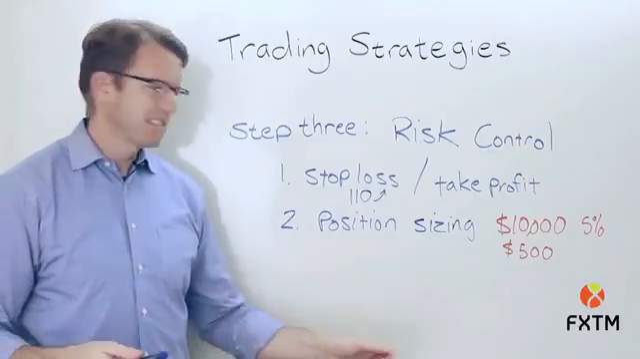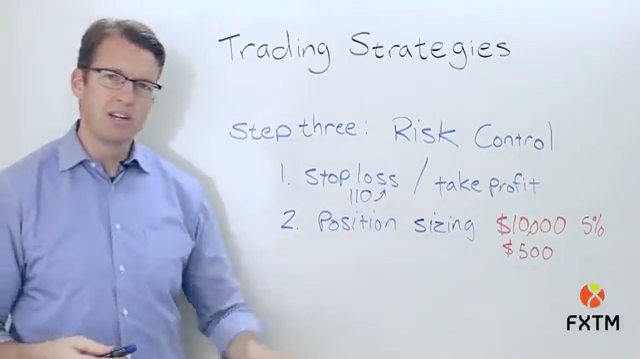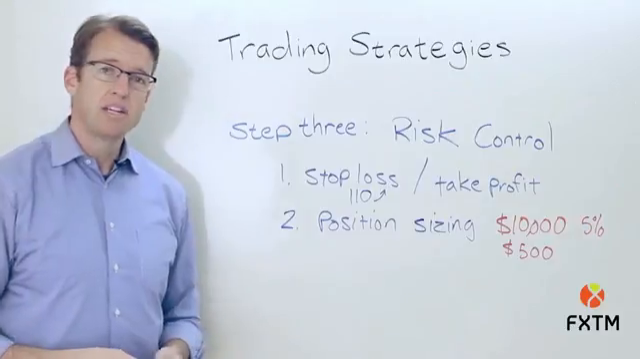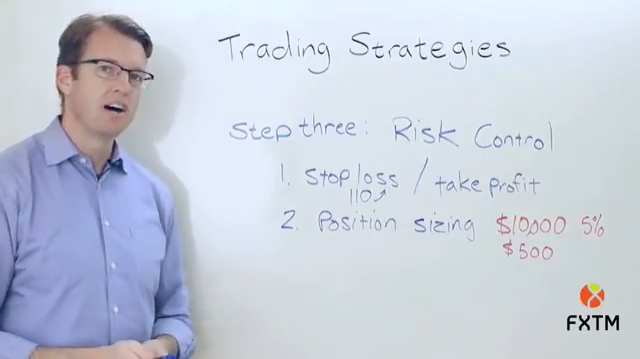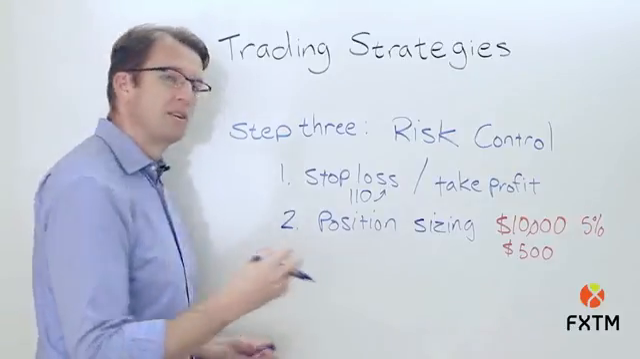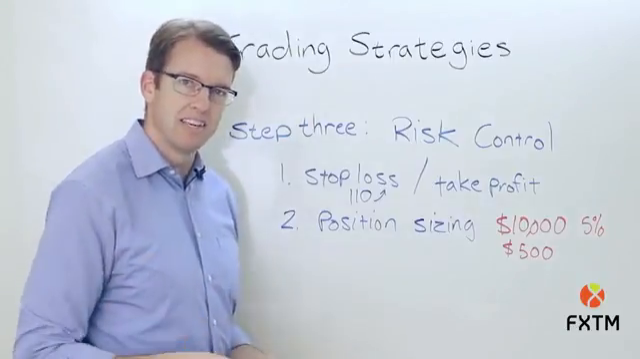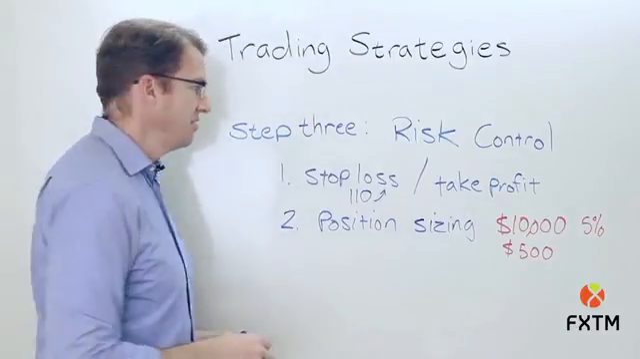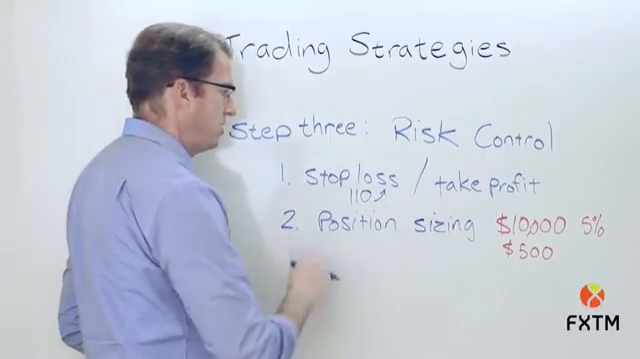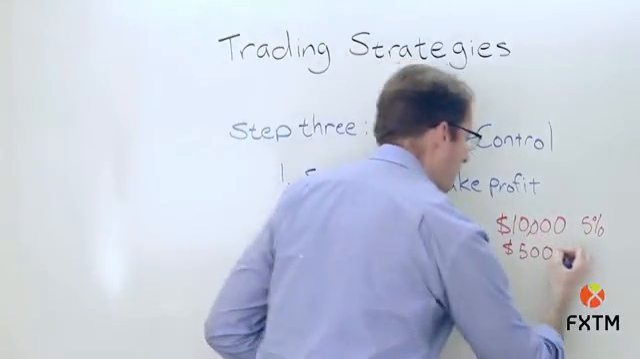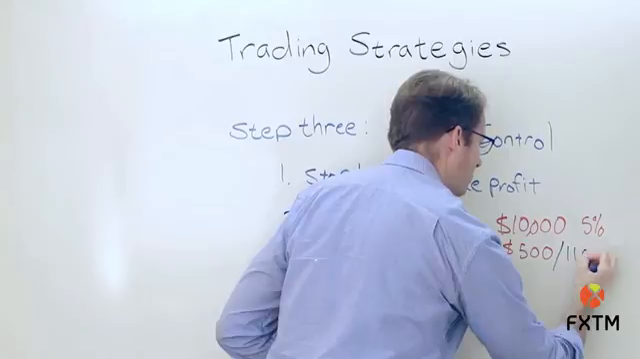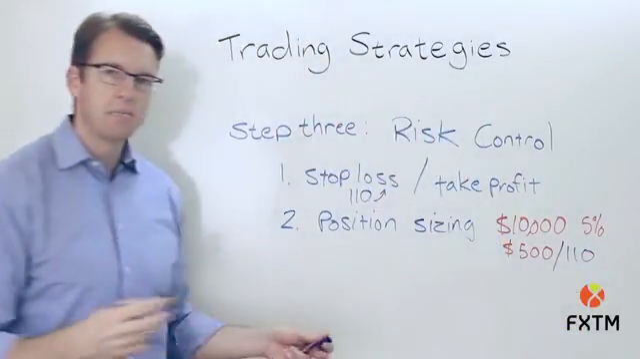Now, to keep our math nice and easy, let's say that this trader is using mini lots where each pip, in this case, is worth $1. Because of the currency pair they're trading, we'll say that the dollar is on the base side, so each pip will be worth $1. So what we would do is take this $500 and divide it by 110 pips, because we know that's where the stop loss is.